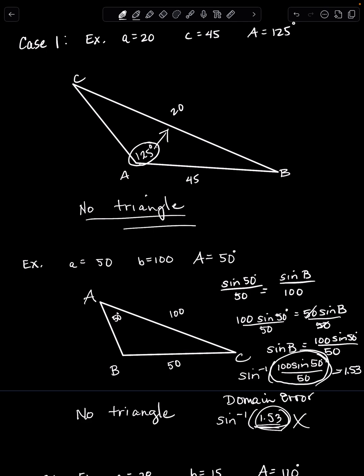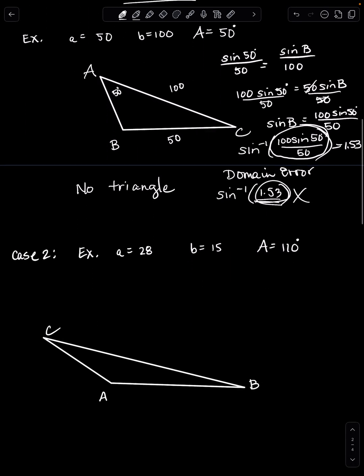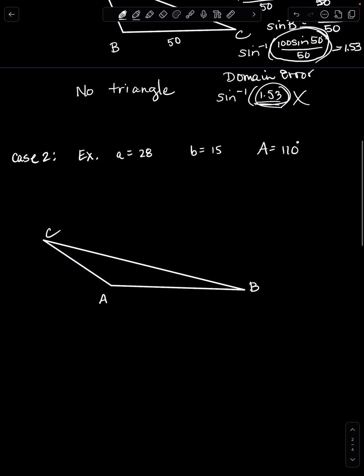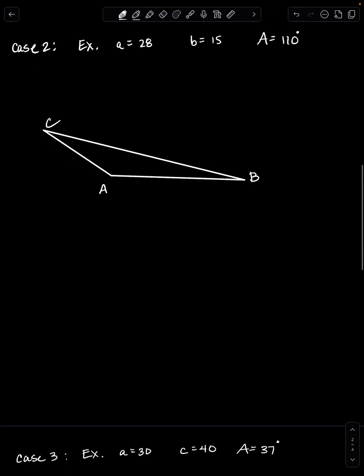All right, and I'm just going to keep going here. All right, so let's look at our second case. Our second case is 1 triangle. So that was 0 triangles. Now we're going to look at the case of having one triangle. Okay, so labeling here, I've got A is 110 degrees.